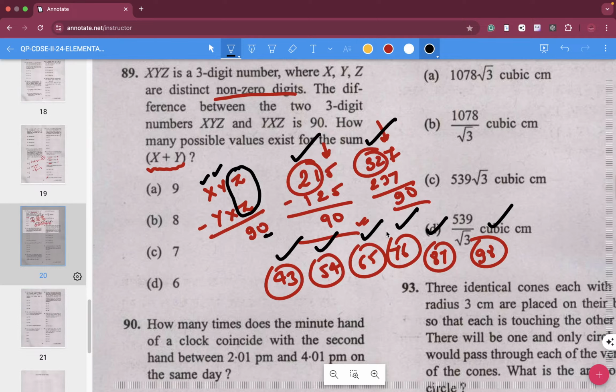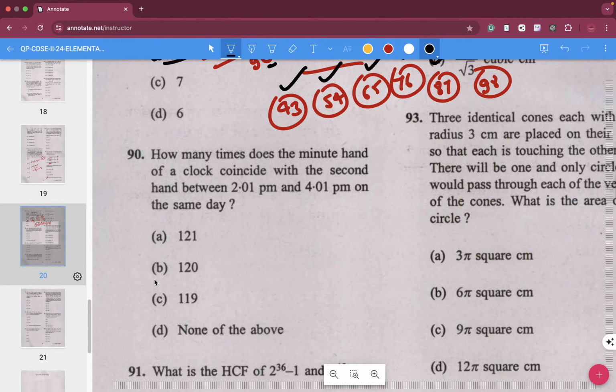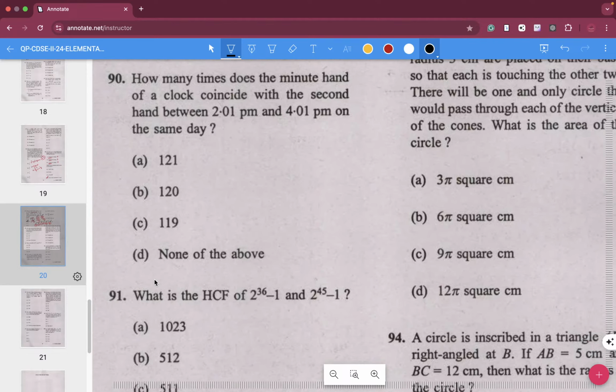Is there any other value possible? There is no other value possible. So we'll go ahead with question number 89, and 8 is the answer.